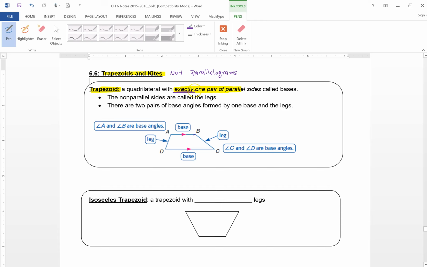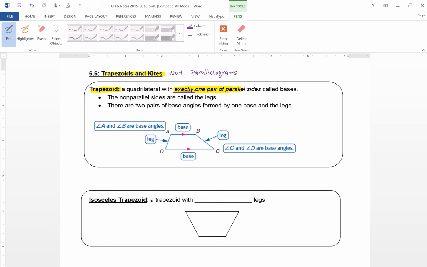Exactly one pair. Remember, one more time, we've come across the word exactly several times now in geometry. In math, exactly is not a word to be taken lightly. It means exactly. So when I say exactly one pair, I mean there is one pair of sides that's parallel, but not more than one pair, okay?